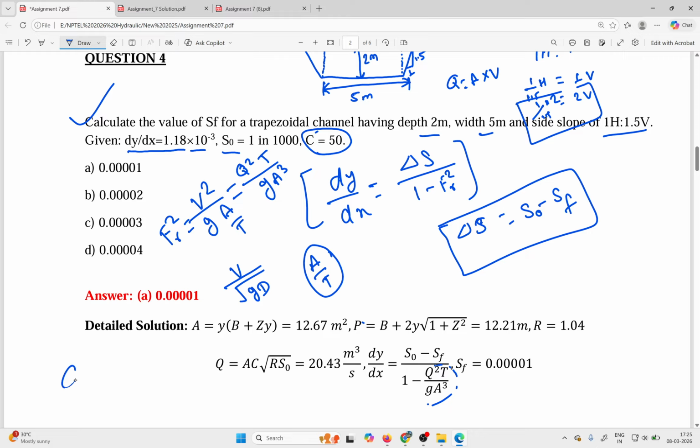The discharge formula is area into velocity, and velocity using Chezy's is nothing but Chezy's constant into square root of hydraulic radius into S naught. Here the calculation is very long. Only a 2 or 3 step calculation is done in the solution, but the calculation is a little bit more, so you can explore it. This is the concept behind it, how I approach the question. I have explained it, so you can follow. Now here the answer is the first option.